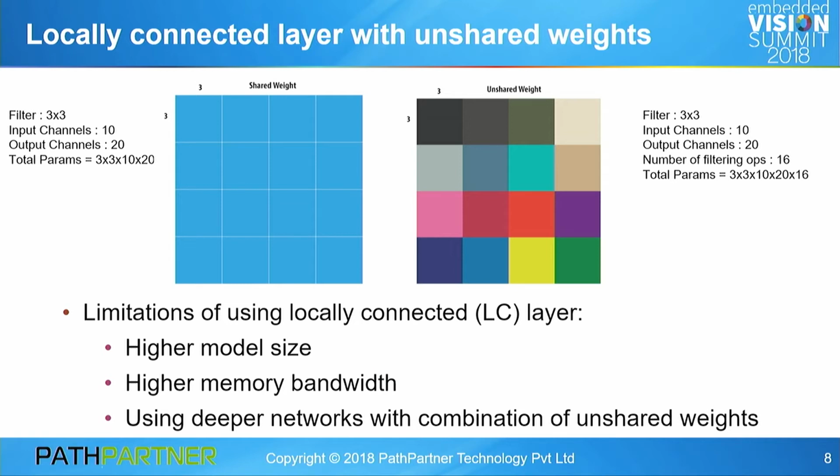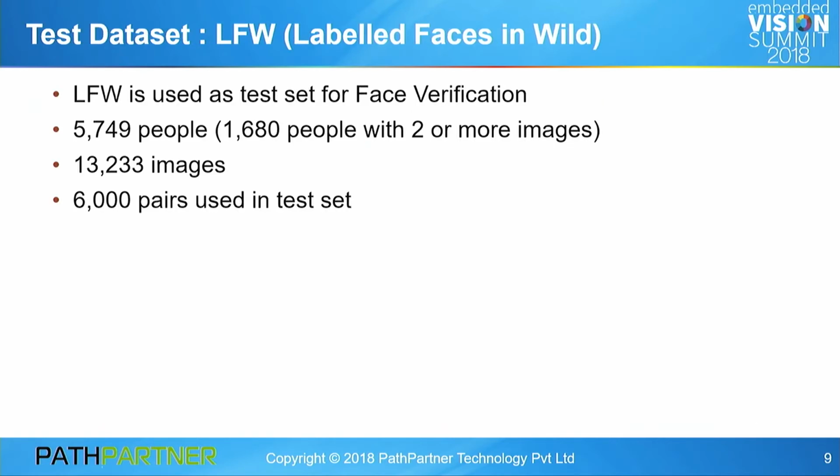Given these basics, I would like to give insights into the existing literature. But before that, let me introduce the data set used to benchmark the face verification problem. LFW, labeled faces in the wild, is the data set used. In this data set, there are approximately 5.7K people, where 2 or more images are present for 1.6K subjects, totaling 13.2K images. For this task, we have a standard test set containing 6,000 pairs, with both positive and negative sets, that is, 2 images corresponding to the same person as well as different persons.